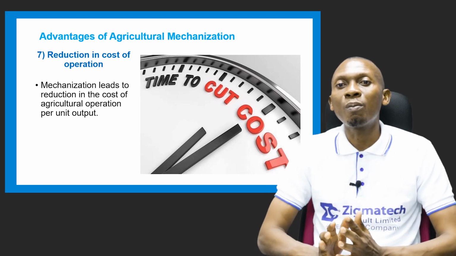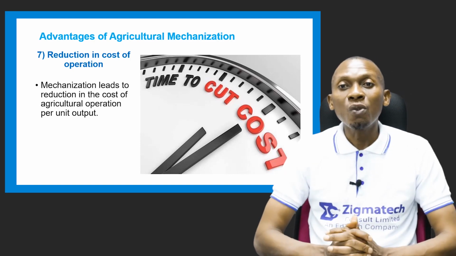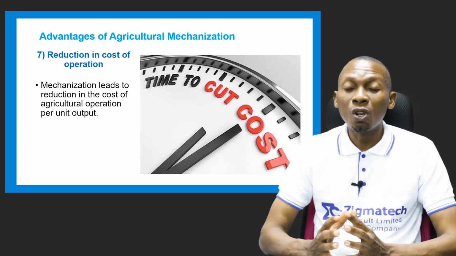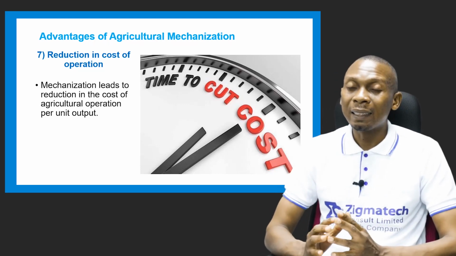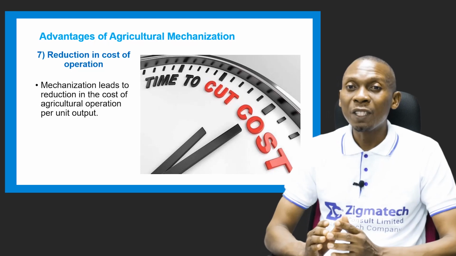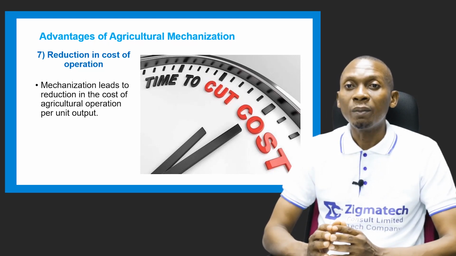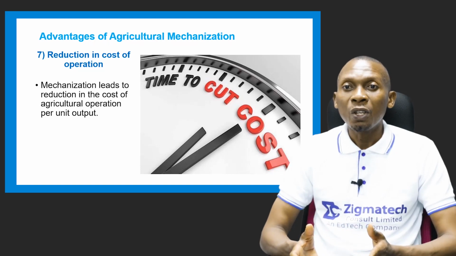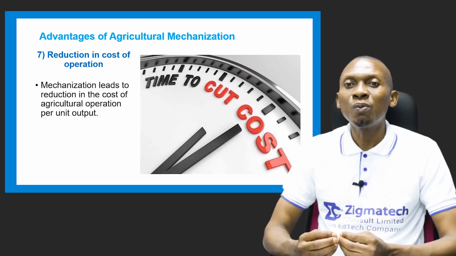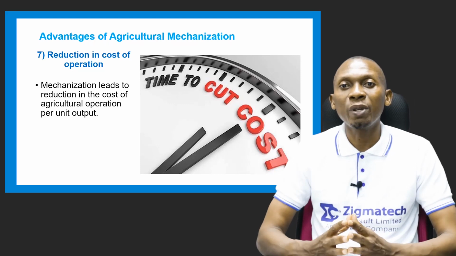Reduction in the cost of operation. Now, because you are able to cultivate more land with less time and better efficiency, which will lead to more output, you will find out that this can help to reduce the cost of operations per unit output.